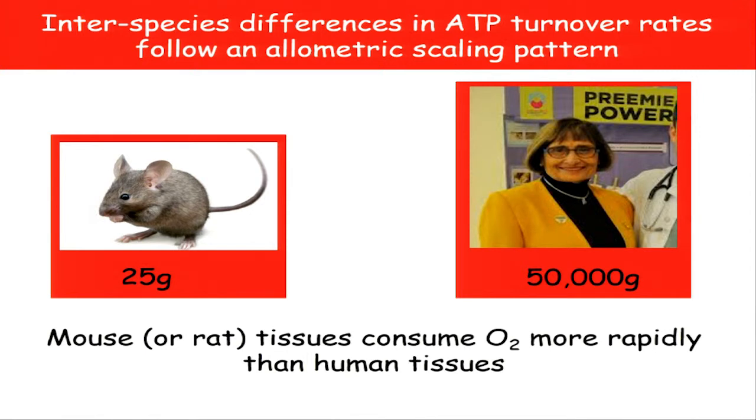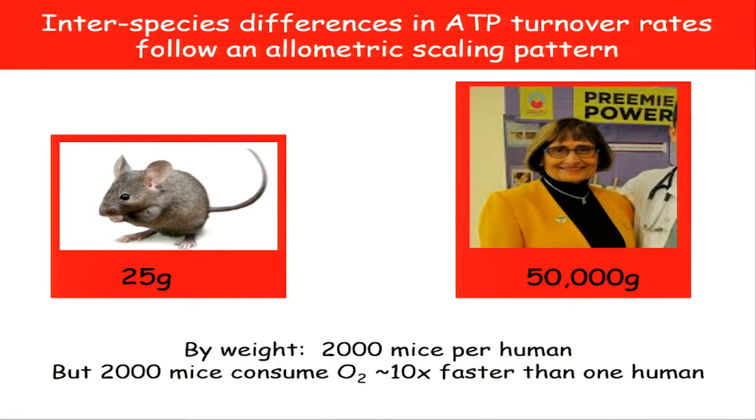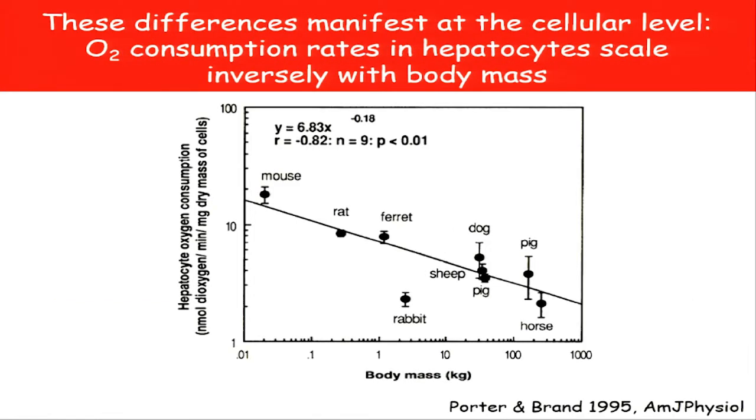So we can do the math. A 25-gram mouse compared to a 50,000 gram or 50 kilogram human. It's about 2,000 mice per human. But if you added up all of the individual metabolic rates at rest for the mouse and compared it to the equivalent mass of human, what you would find is that those 2,000 mice consumed oxygen at a metabolic rate 10 times greater. Why does that matter? Okay, so it matters because this is happening at a cellular level as well.